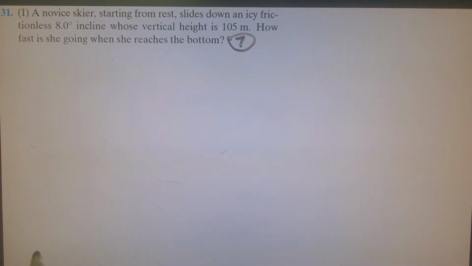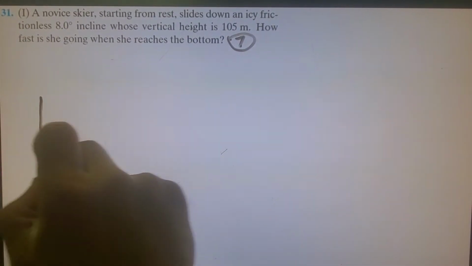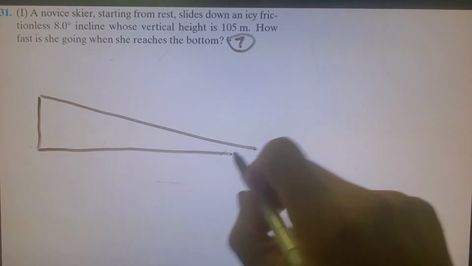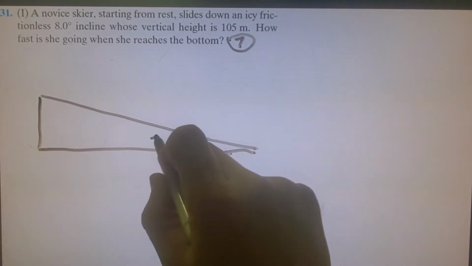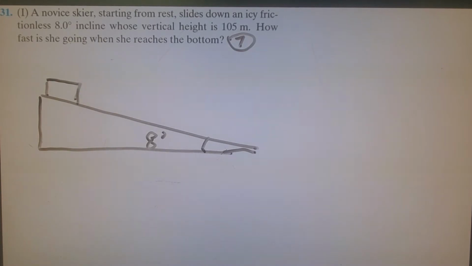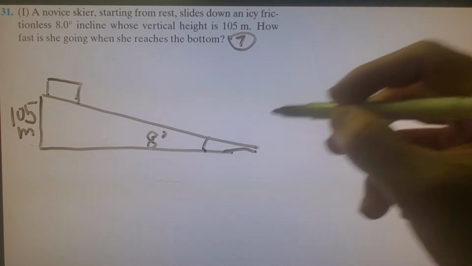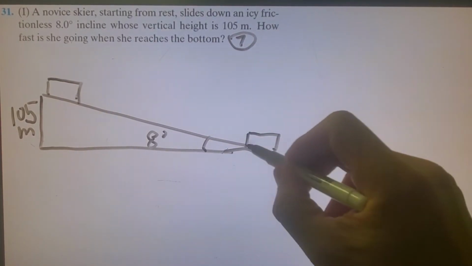Okay, so what it said is there is a skier coming down from an incline or decline at an angle of 8 degrees. Instead of a person, I'm going to just put an object to represent that person. This one is going on a frictionless surface. The height over here is given as 105 meters. The question asks, what would be the velocity when it comes to the bottom over here?